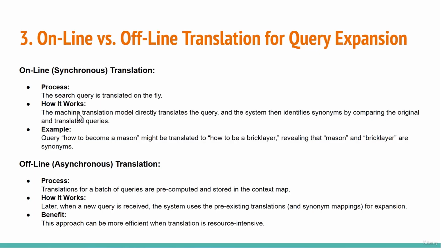Next is offline translation. How does this process work? Many queries are taken, pre-computed, and then saved into a context map. How it works: later, when a new query is received, the system uses the pre-existing translation and expands the queries. What is the benefit? It saves time and is efficient because some translations are resource intensive. Therefore, this performs the translation very quickly.